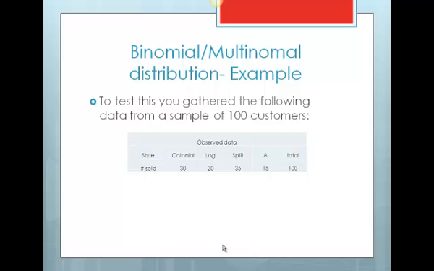So once we've gathered our data from our 100 customers, we see that 30 homes were colonial, 20 were log, 35 were split level, and 15 were A-frame. That is our f, our actual observed number of outcomes. We need to compare that to our expected value. Now, since we're only asking whether there is a preference, there really isn't any given expected value for us.